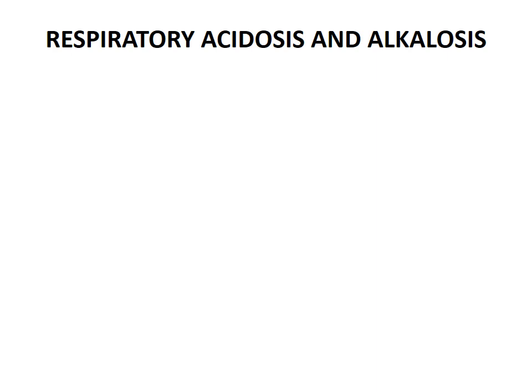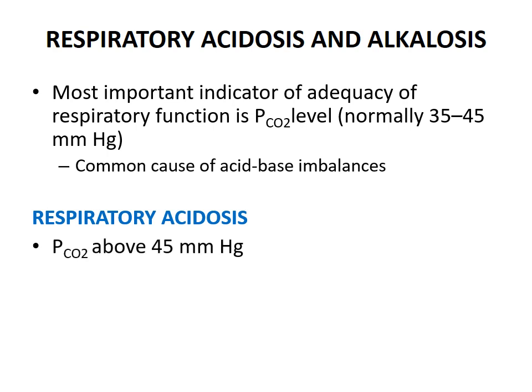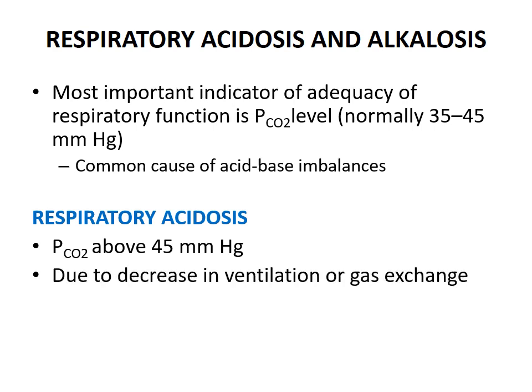Respiratory acidosis and alkalosis. The most important indicator of adequacy of respiratory function is the PCO2 level, or the partial pressure of carbon dioxide level, and the normal levels are between 35 and 45 millimeters of mercury. Some of the common causes of acid-base imbalances are respiratory acidosis, when the partial pressure of carbon dioxide rises above 45 millimeters of mercury due to a reduction in ventilation or gas exchange.